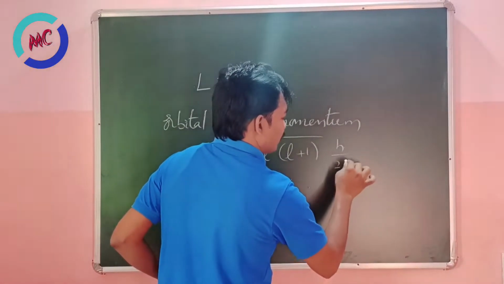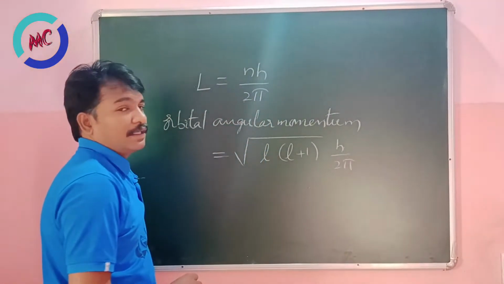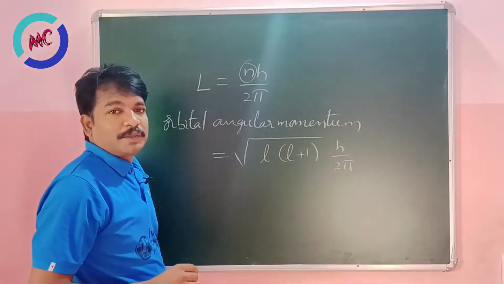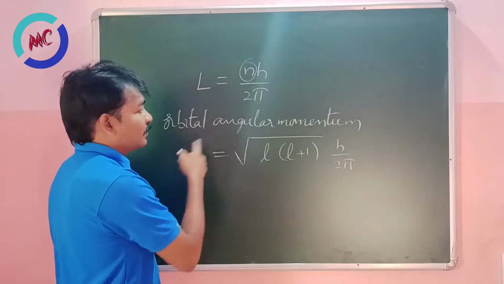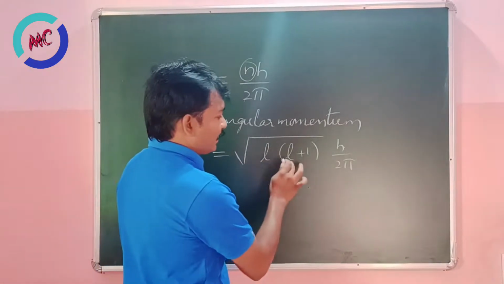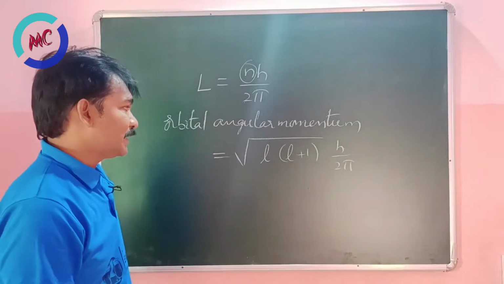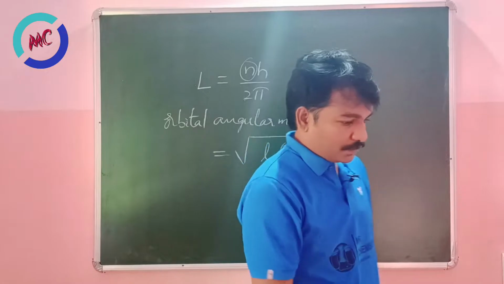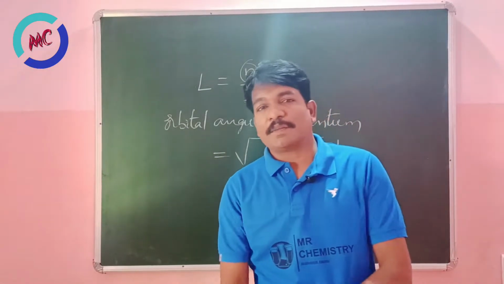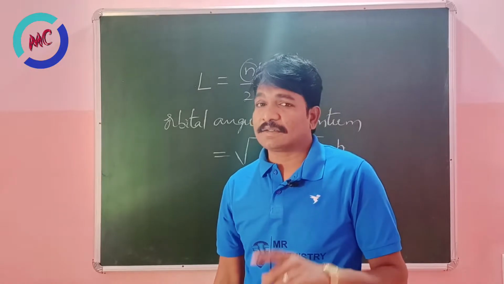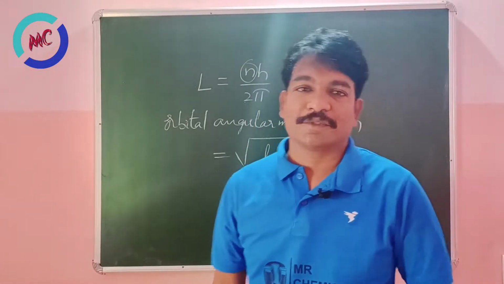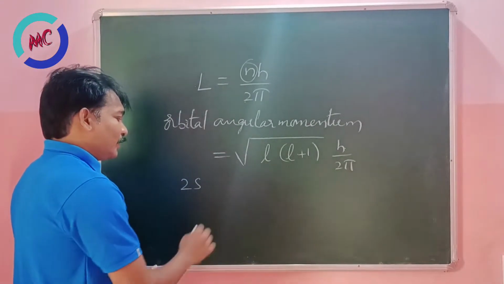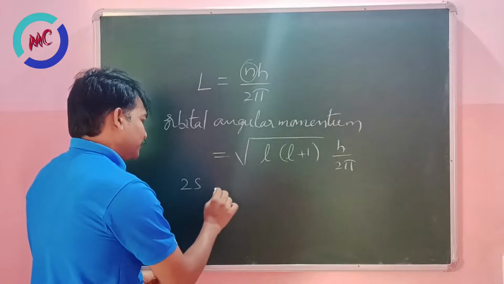h by 2 pi. In calculating angular momentum, the principal quantum number plays a key role, whereas in calculation of orbital angular momentum, the angular momentum quantum number, that is the azimuthal quantum number, plays a key role. From this equation we will calculate one thing. What is the orbital angular momentum of an electron in a 2s orbital?